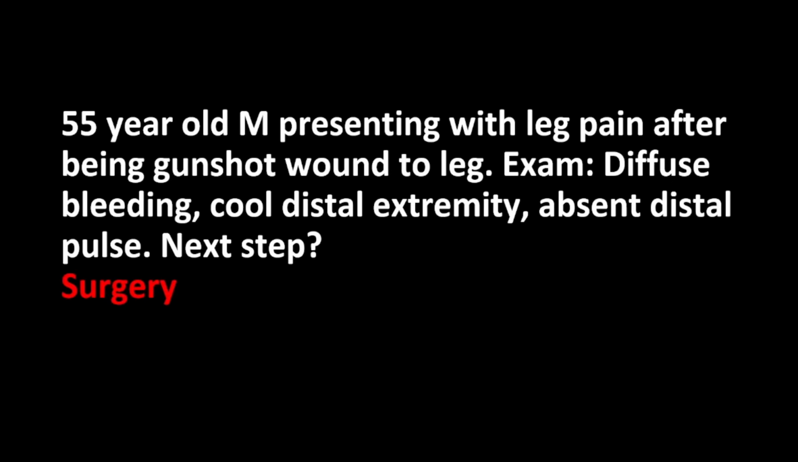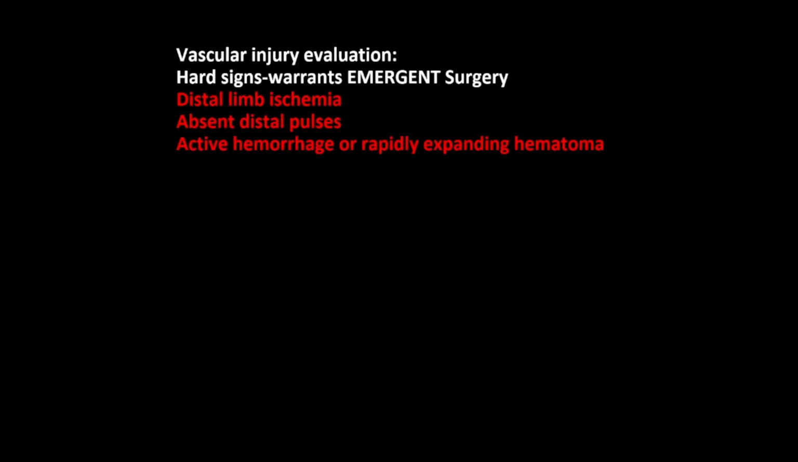So this is a surgery shelf, so the next step in management is indeed surgery. And that's because this patient is exhibiting hard signs of vascular injury. So any hard signs of vascular injury warrant emergent surgery. These hard signs include distal limb ischemia, absent distal pulses, active hemorrhage or rapidly expanding hematoma, and any bruit or thrill at the site of injury.